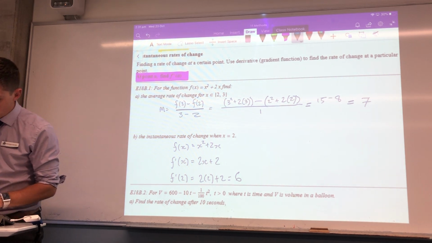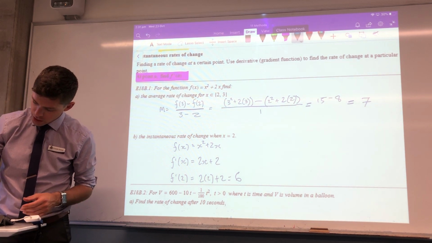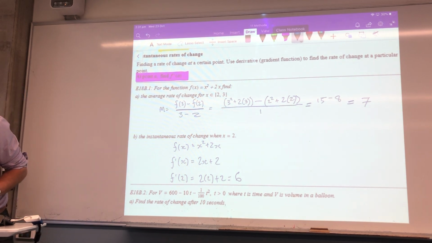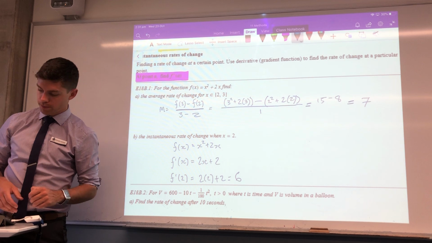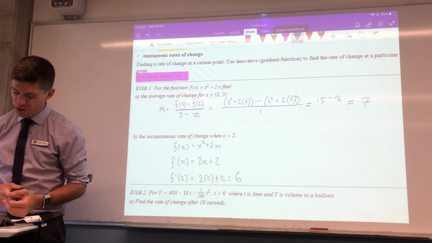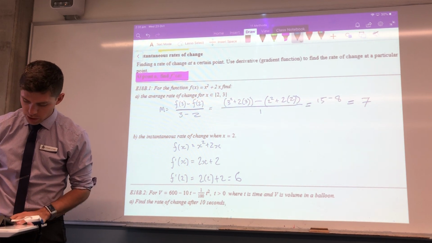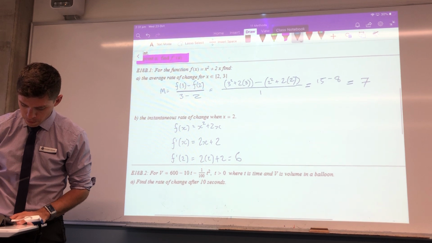All right, let's look at the second example. And in the second example, we do have a bit more context. I think we probably should have put units on the volume, but we still have a bit more context.